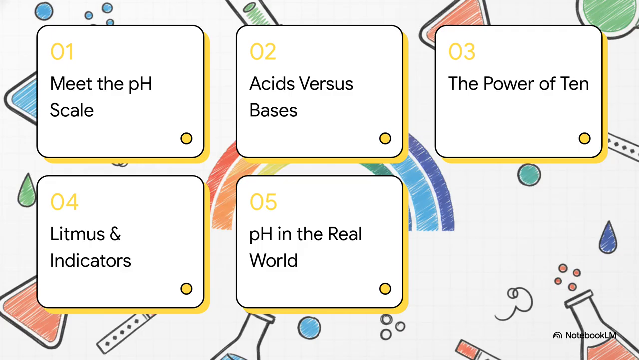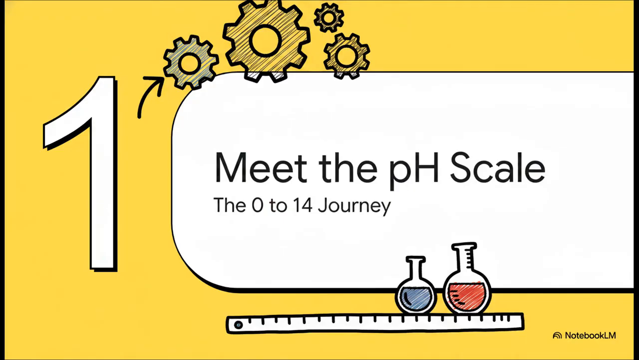Okay, here is your cheat sheet blueprint. We're covering 1. Meet the pH scale, 2. Acids versus bases, 3. The power of 10, 4. Litmus paper and indicators, and 5. pH in the real world. Let's jump in. First up, Section 1.